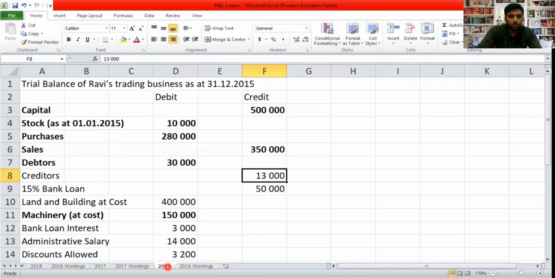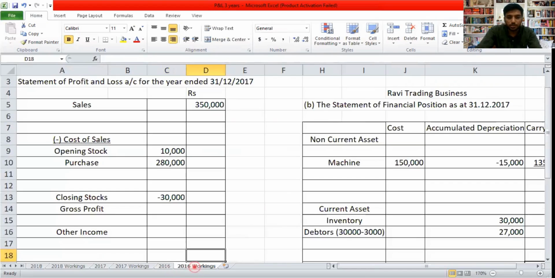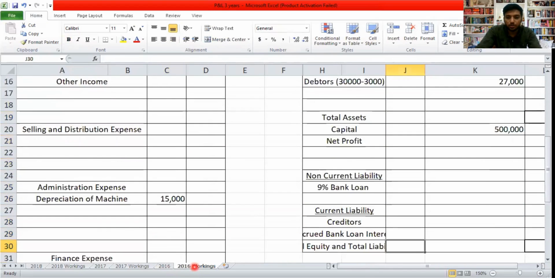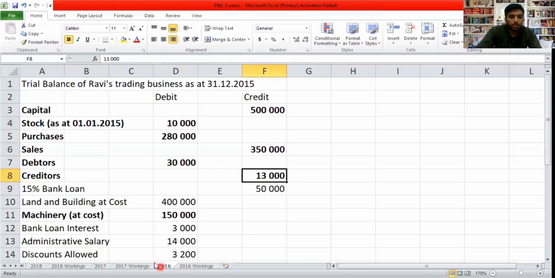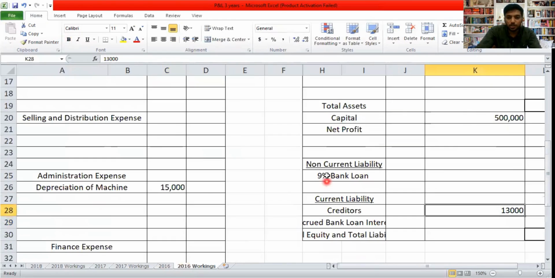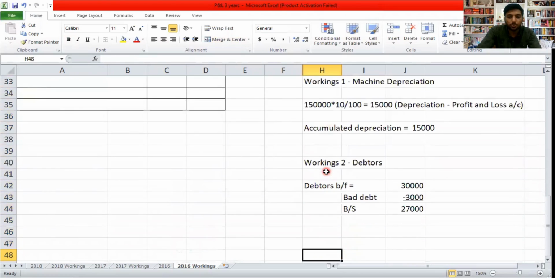In 2016, I move on to creditors 13,000. Creditors 13,000. Okay, then I have 2016 bank loan at 15%, 50,000. So I'll just make this a 15 percent bank loan. I'm going to do a working for the bank loan. You guys know how to get the bank loan workings. Workings 3, bank loan interest. This is what I'm going to do now.